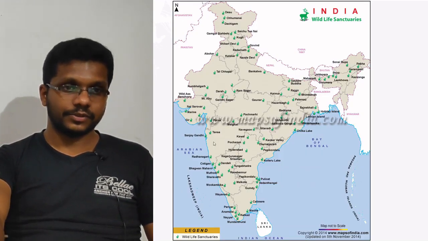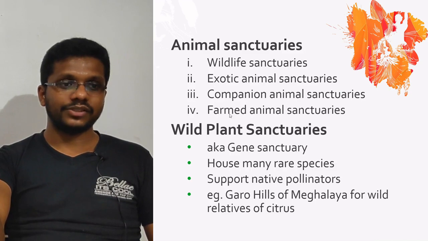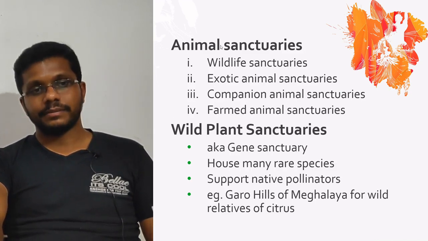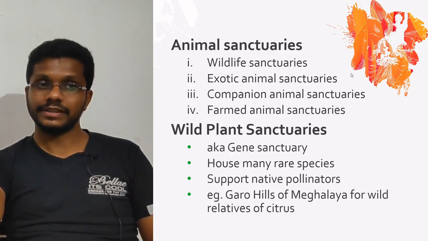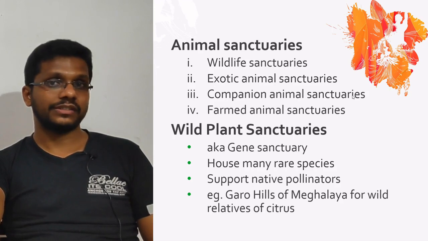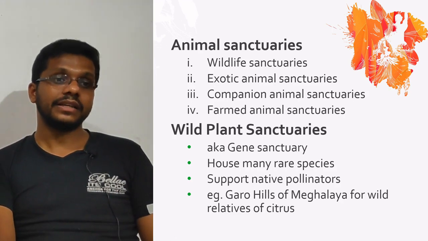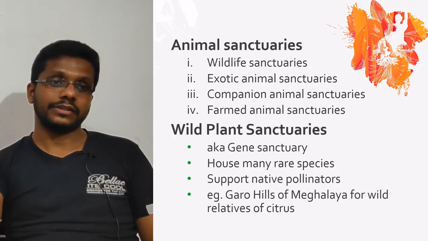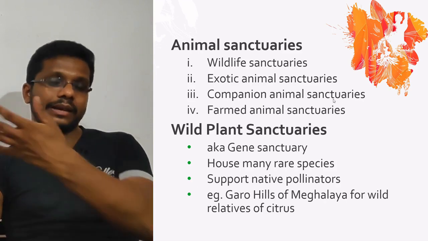In India, we have so many wildlife sanctuaries. If you look at Kerala, we have Neyyar, Anamalai, Periyar, Wayanad. These all are wildlife sanctuaries. We have animal sanctuaries and wild plant sanctuaries. These sanctuaries may be focusing on wildlife sanctuaries or exotic animal sanctuaries or companion animal sanctuaries, or farmed animal sanctuaries. The companion animal sanctuaries are for dogs and cats, the companion animals.